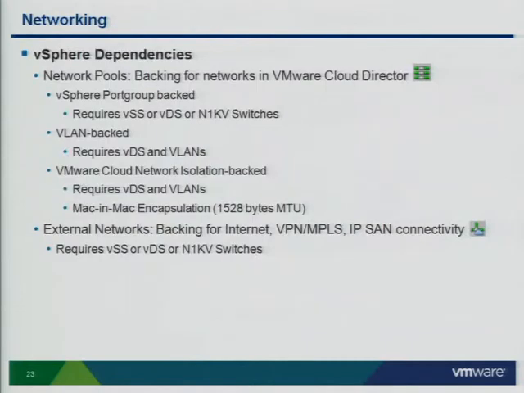And some of the vSphere dependencies. We kept talking about external networks, so I'm going to go into how external networks are created and how the org networks and the VApp networks are created. There is something called network pools. Think of that as a pool of networks that you create upfront, and that pool will be used by the org networks as well as your VApp networks.